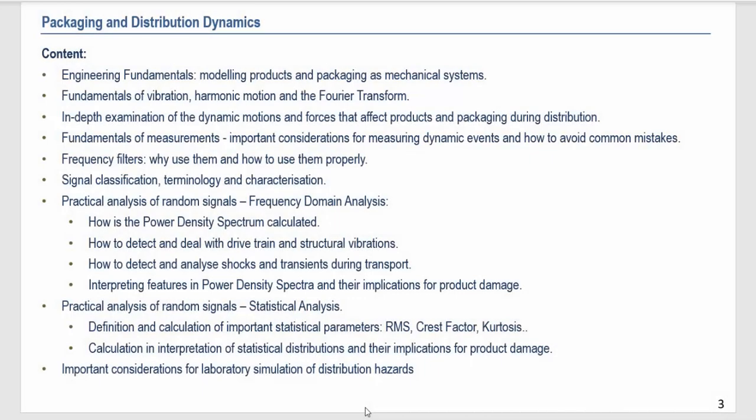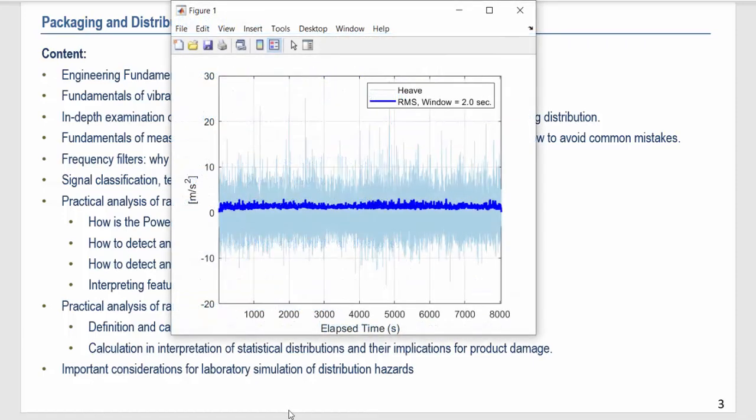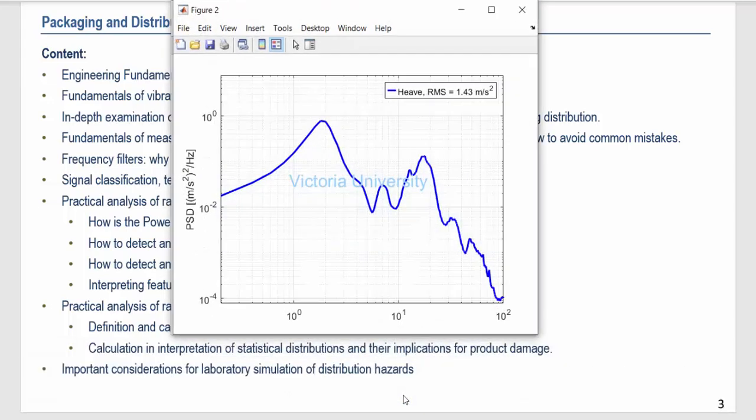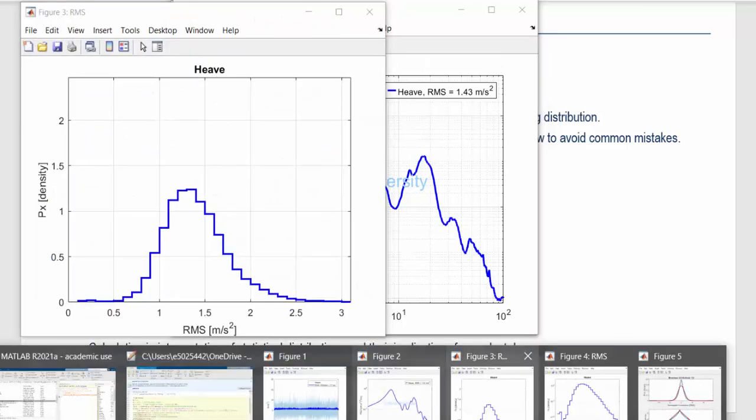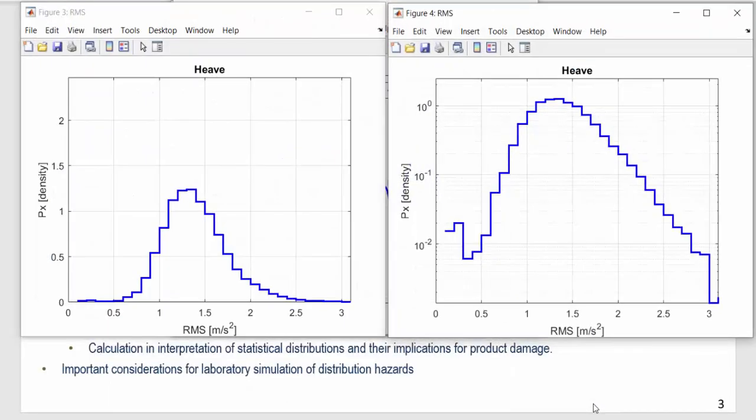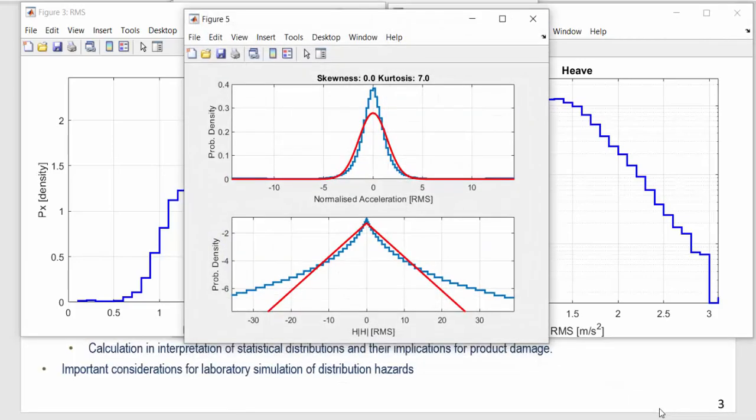We'll be spending quite some time using specialist software to analyze real measured vibration data. And this is one example with a vibration record where we will analyze the moving RMS. We'll be looking at the power spectral density function. We'll be looking at the statistical distributions of the RMS, and also we'll be looking at the properties of the signal itself in a statistical domain.